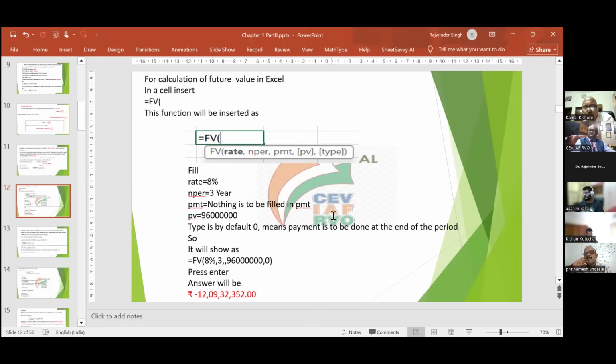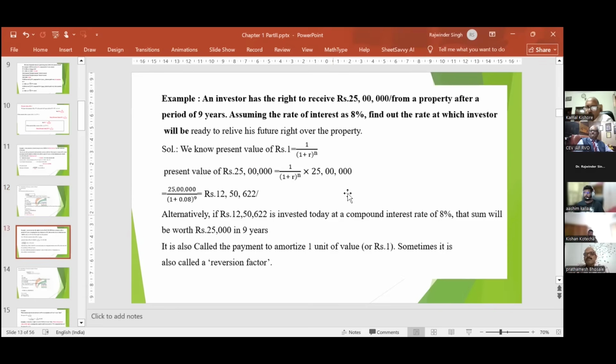Okay, is it clear? Future value is clear to you? Next, we will be taking an example of present value. An investor has the right to receive 25 lakh from the property after a period of 9 years. Assuming the rate of interest as 8%, find out the rate at which the investor will be ready to relieve his future right over the property.